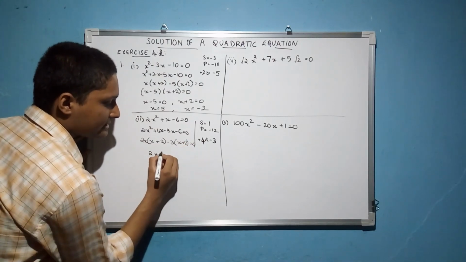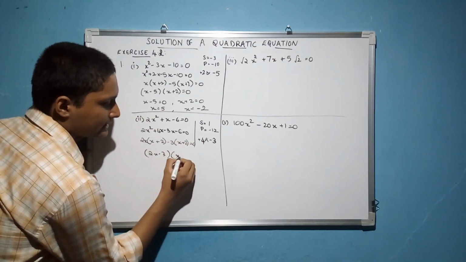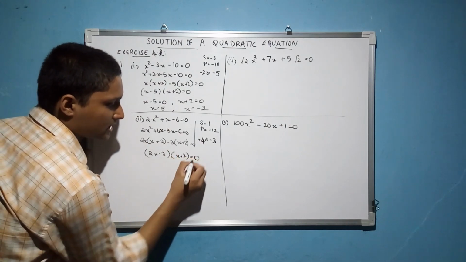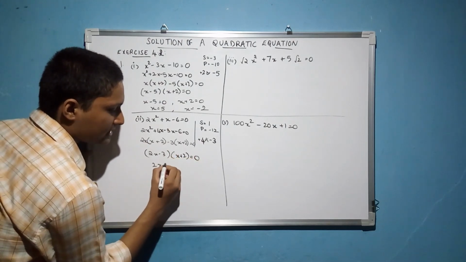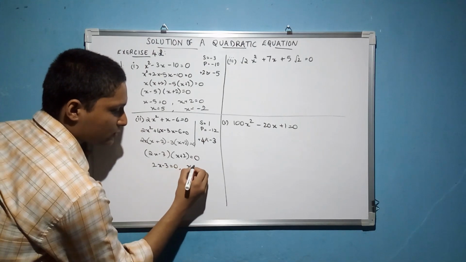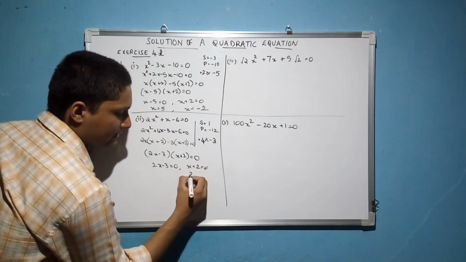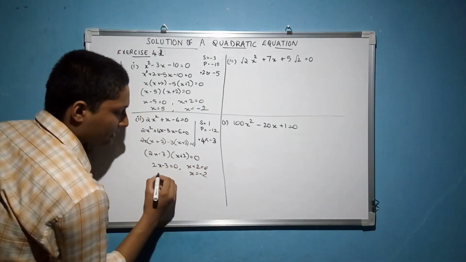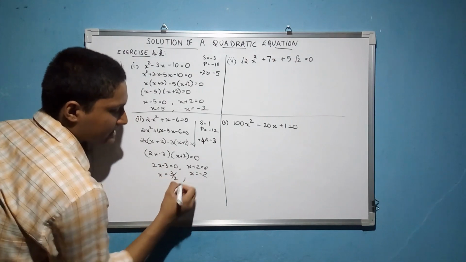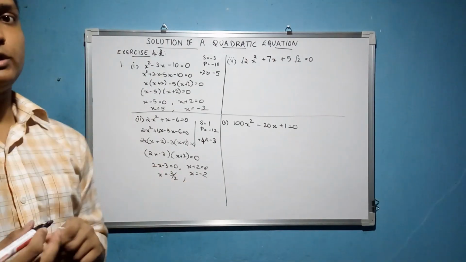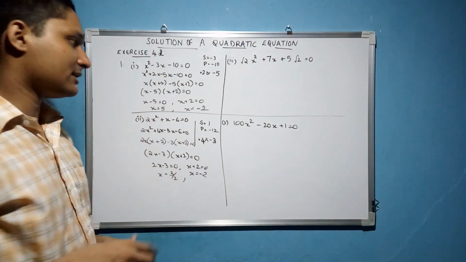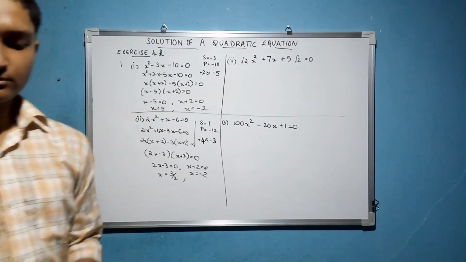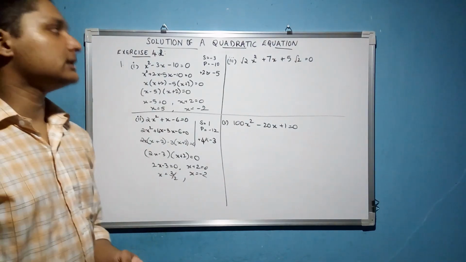So (2x minus 3)(x plus 2) is equal to 0, or 2x minus 3 is equal to 0, x plus 2 is equal to 0. x is equal to minus 2, x is equal to 3 by 2. x is equal to 3 by 2 and x is equal to minus 2 are going to be the solutions of this quadratic equation.